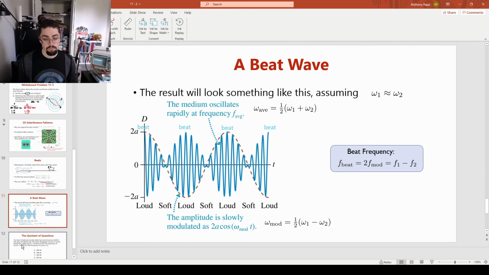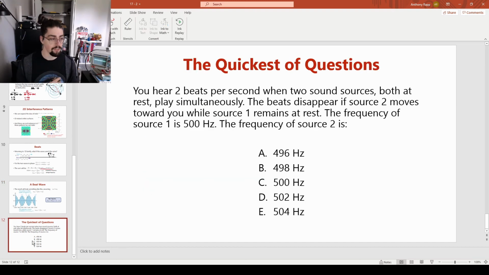So, try this real fast. Really fast, I mean. You hear 2 beats per second when two sound sources both at rest are playing simultaneously. You've got two separate speakers. One of them is at 500 hertz, and you hear a beat of 2 hertz. The frequency of source 1 is 500 hertz. If source 2 starts moving toward you, and the beats disappear, what is the frequency of source 2?